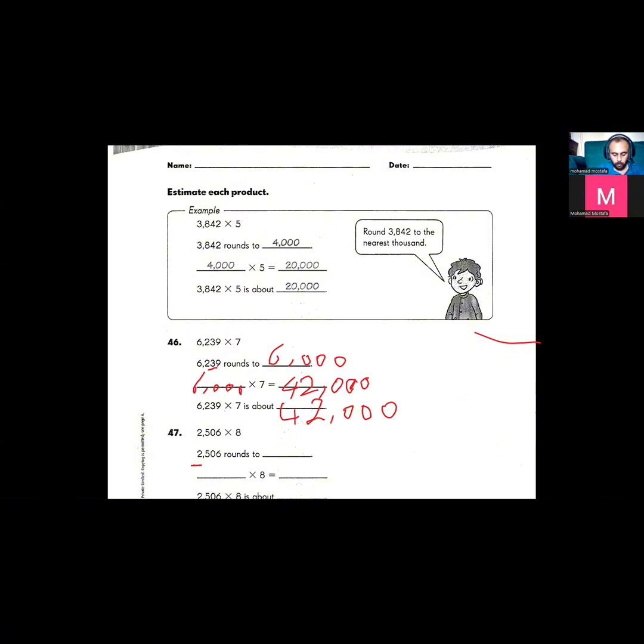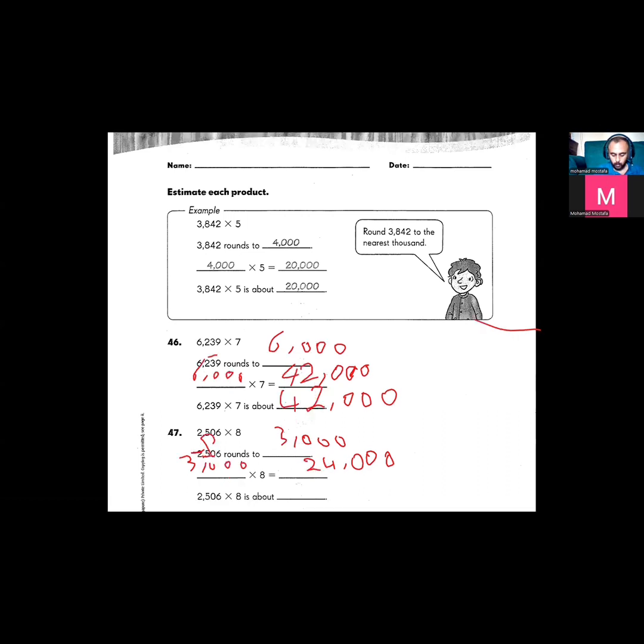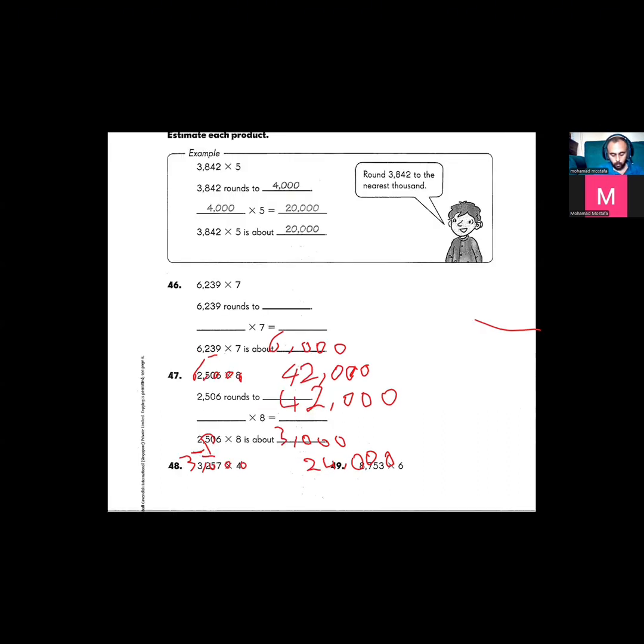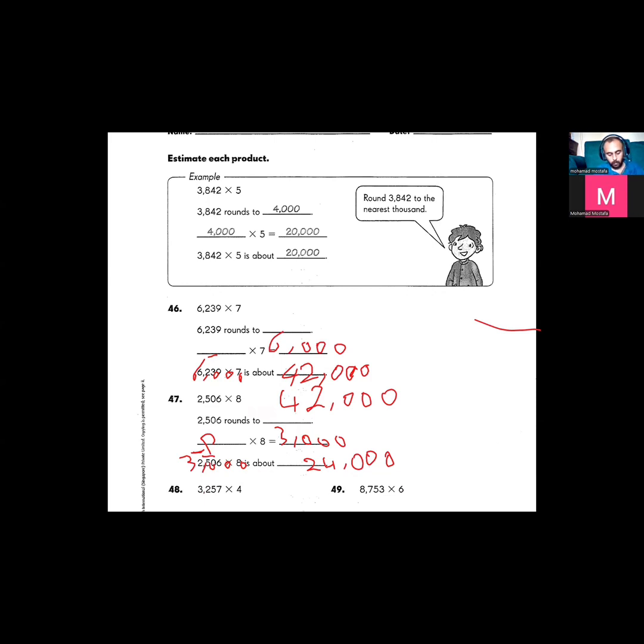This one, 2,506. 5 is a rich number, so it is rounded to 3,000. 3,000 times 8, bring down the first 3 zeros, and 3 times 8 is 24. So it is about 24,000.